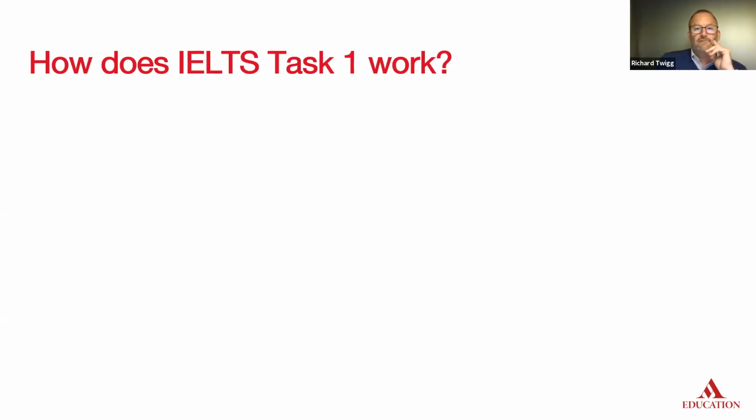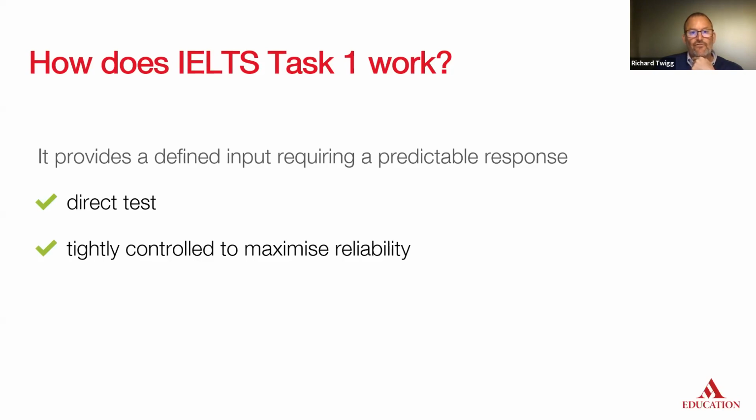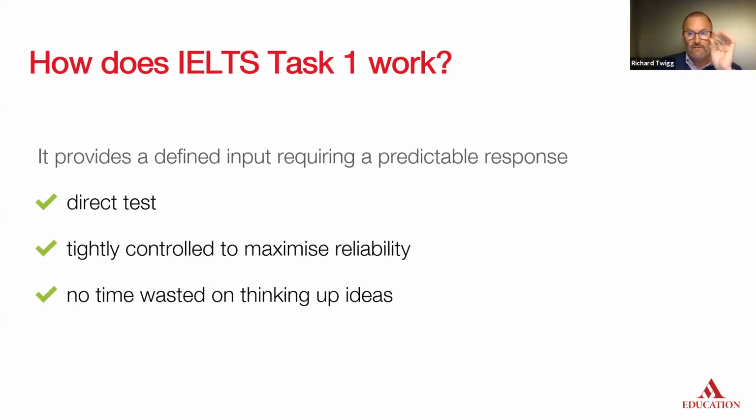So how does IELTS Task 1 work? Well, IELTS Task 1 provides a defined input requiring a predictable response. It's a direct test. It's tightly controlled to maximize reliability. There's no time wasted on thinking up ideas, because all the student needs to do is look at the graph, diagram, flowchart, etc., report what they see, and write. So they don't need to think up ideas, they just report on what they see.